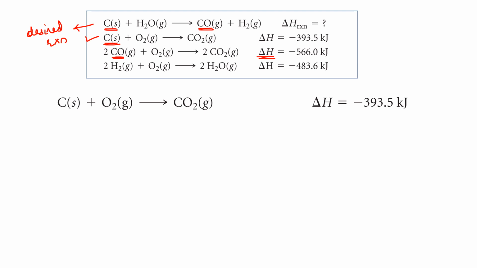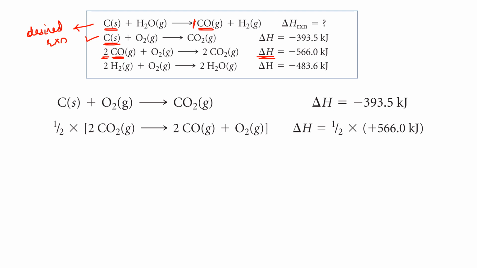Now the next thing we need to see is that here it is 2 moles, right? But here it is 1 mole. So what we will do is multiply this reaction by half. As you can see here, we have multiplied this reaction by half and we have reversed this reaction. So delta H will also become half, and I have also reversed the sign for this delta H.